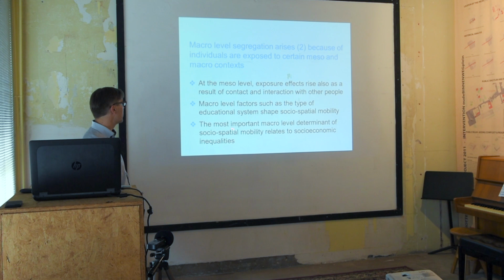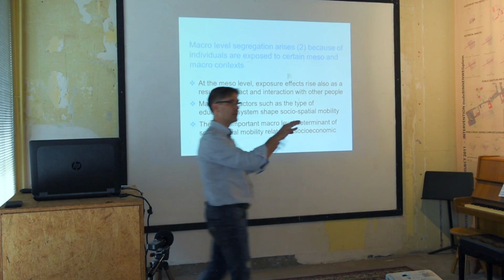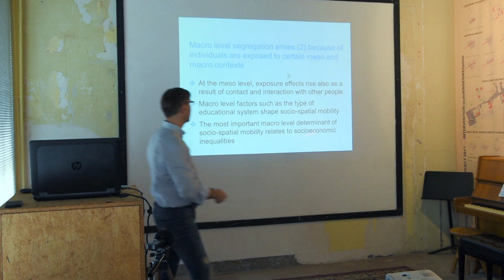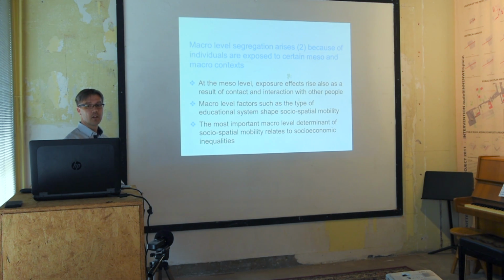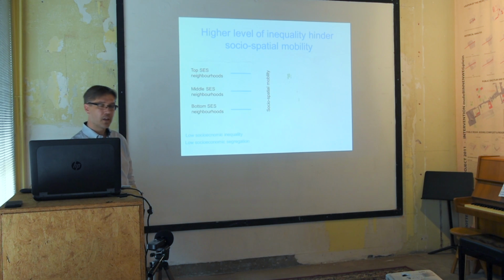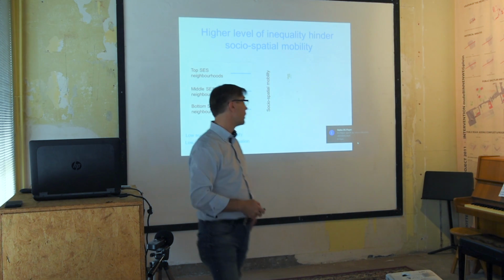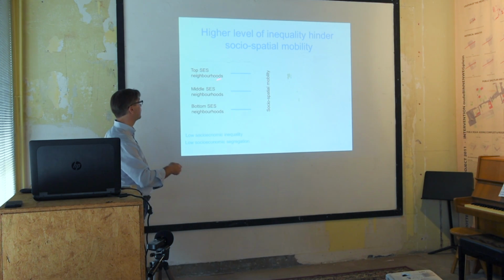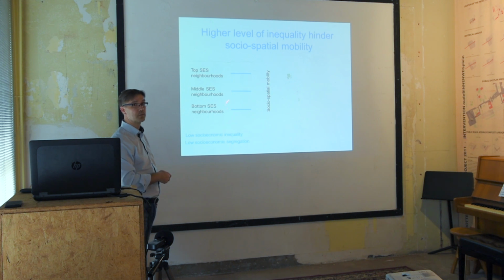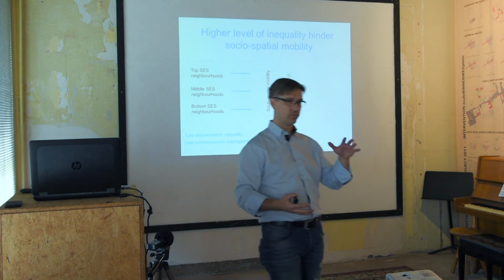And the most important macro level determinant that affects the sorting of people into different residential neighborhoods, workplaces, schools, and other time activity sites relates to the socio-economic inequalities. So let's assume two different contexts. One is a low inequality context. And here, these three lines are quite close to each other. The social distance between the poor bottom socioeconomic group and top socioeconomic group is relatively short.